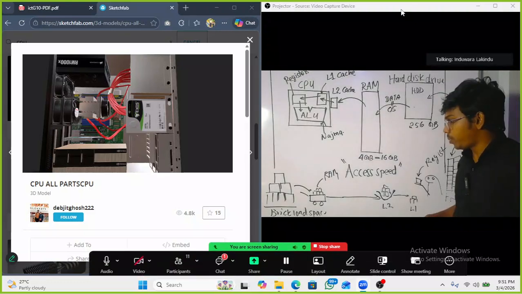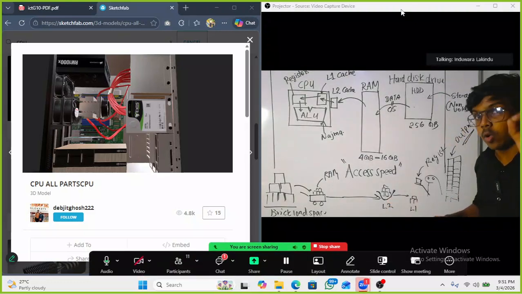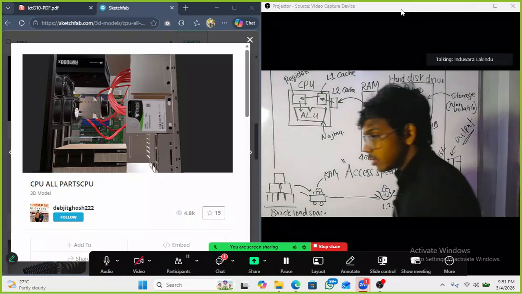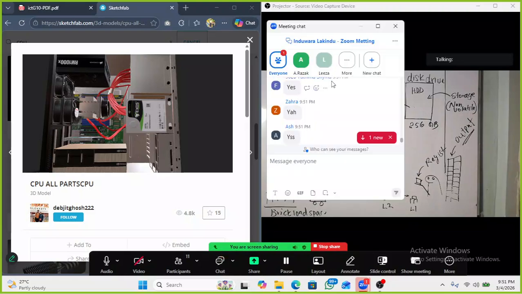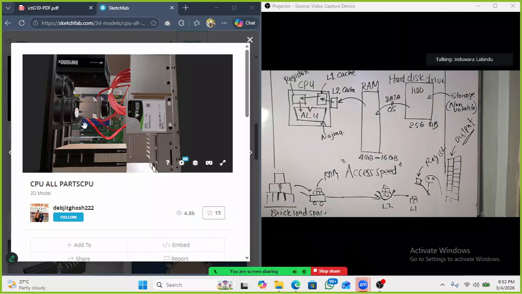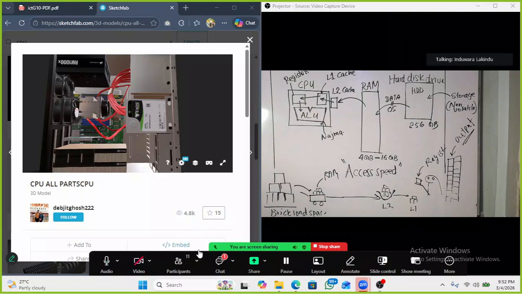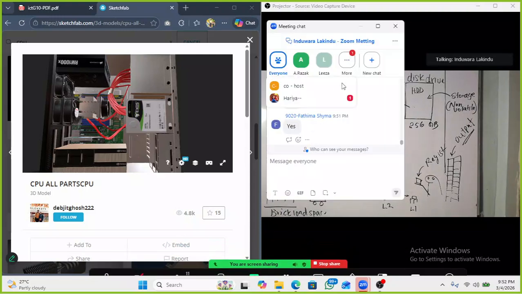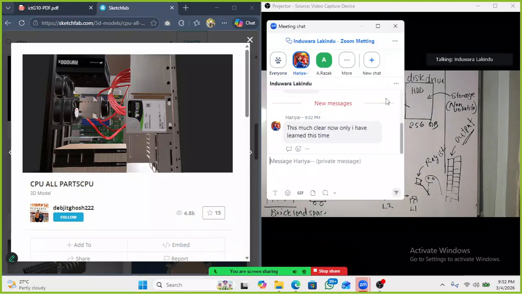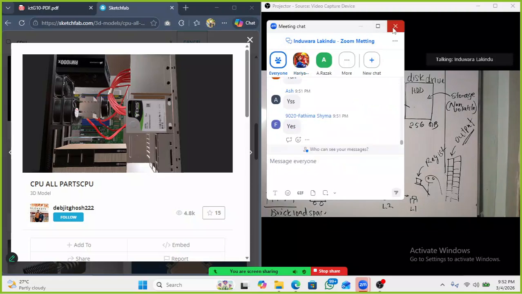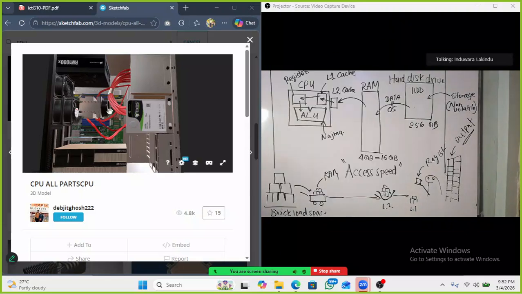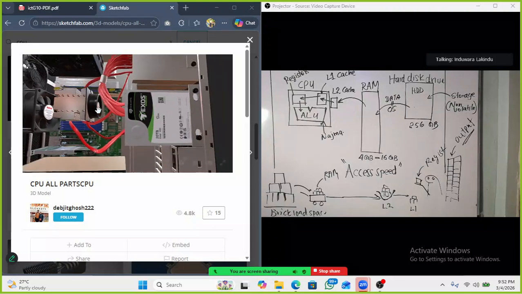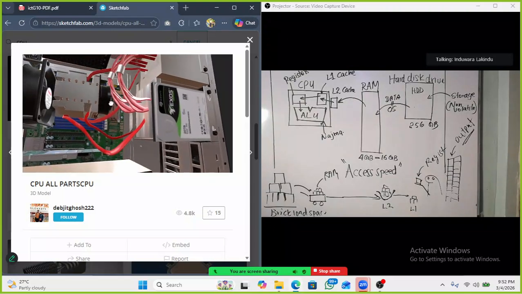So, hope you got the idea and hope you know the worth of this session now. Hope you got the idea plus the words. Right, okay, then now let's jump back to our, yes, this much clear now, only I have learned this time. Okay, thank you, Hariksan. Okay, now let's jump back to our 3D viewer, Lamai.